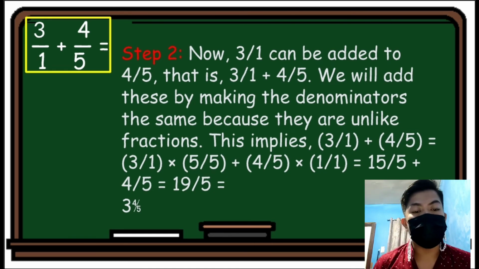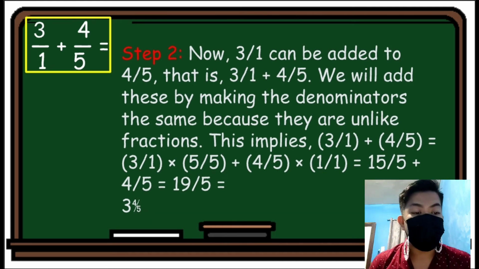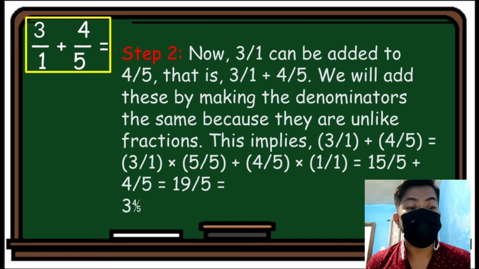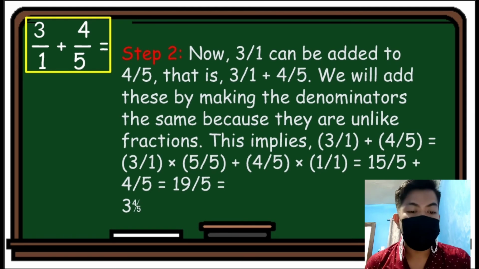Now, 3 over 1 can be added to 4 over 5. That is 3 over 1 plus 4 over 5. We will add this by making the denominators the same because they are unlike fractions. This implies that 3 over 1 plus 4 over 5 is equal to 3 over 1 times 5 over 5 plus 4 over 5 times 1 over 1. So it is equal to 15 over 5 plus 4 over 5, is equal to 19 over 5, is equal to 3 and 4/5.